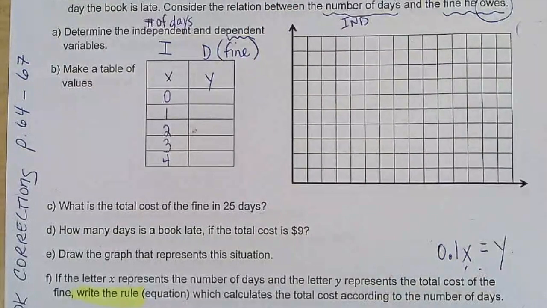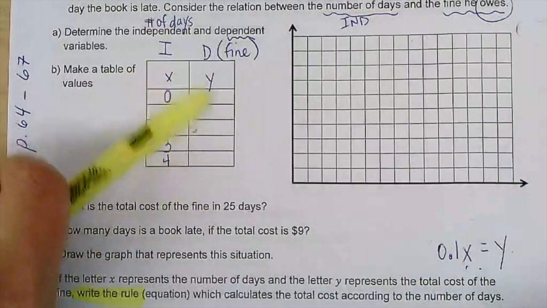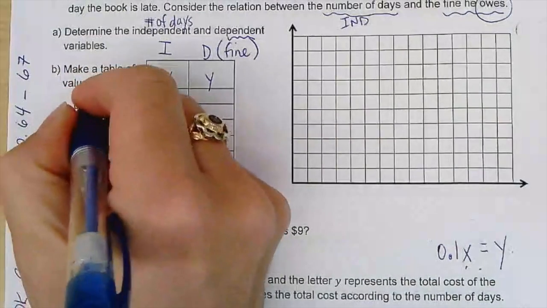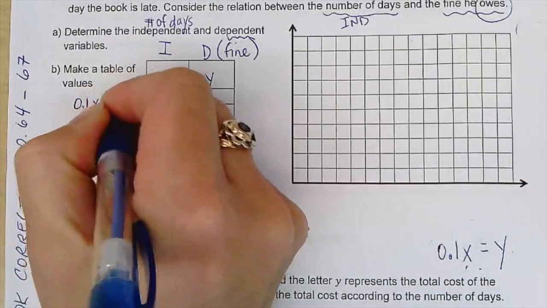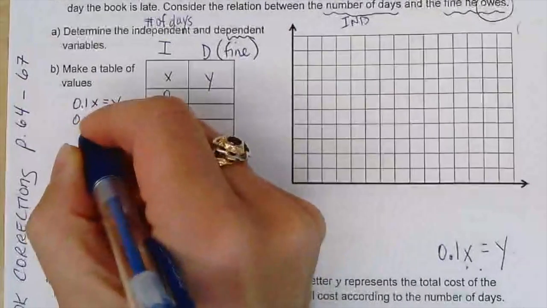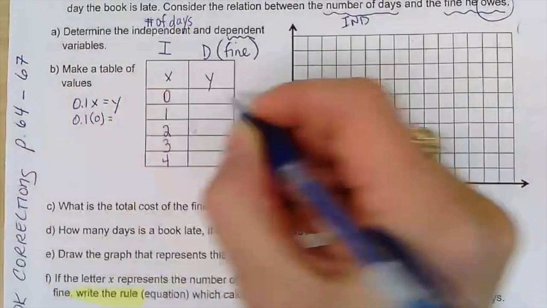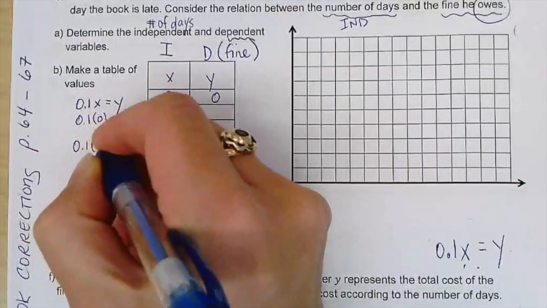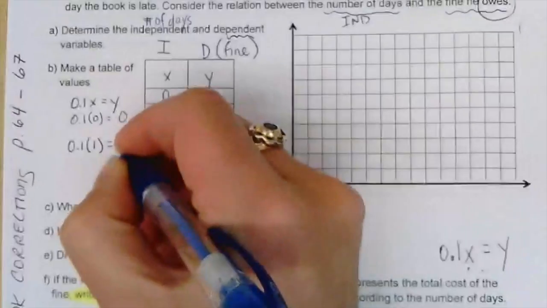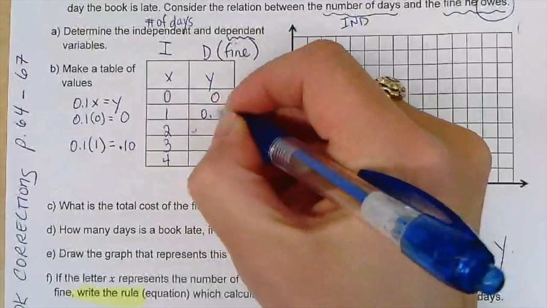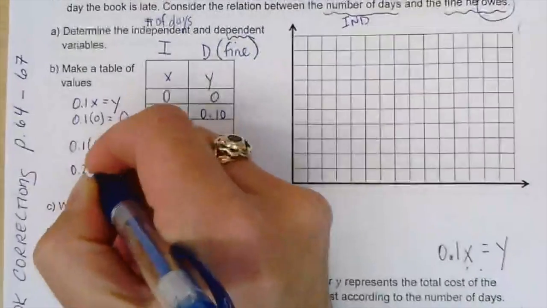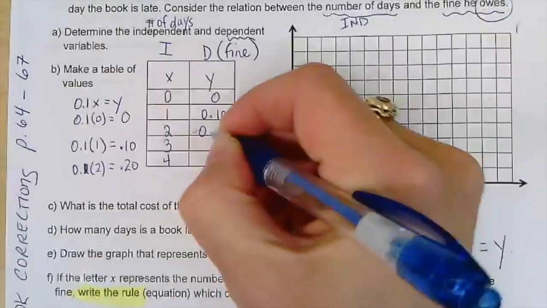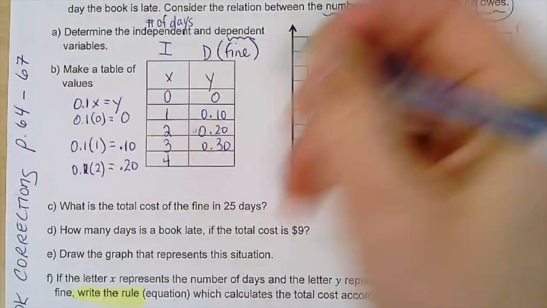Okay? Clear? Now, how do I get my y's with this rule? Well, I'm going to put the rule right here: 0.1 and x equals y. And if the x is 0, so if I'm not late ever, my y is going to be $0. If I'm late by 1 day, I'm going to pay 10 cents. If I'm late by 2 days, I'm going to pay 20 cents, and so on and so forth like this. Does this make sense? Yeah.